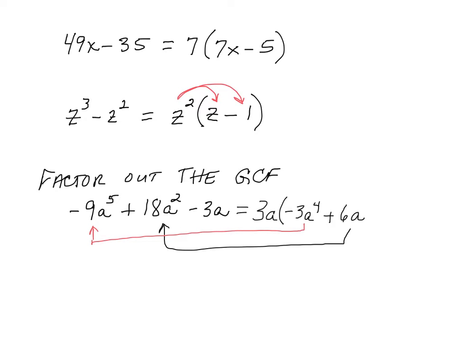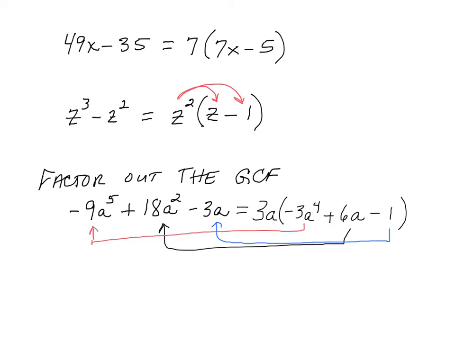Okay, and I'm gonna go with what? If you factor out a 3a, then you're left with a 1. All right, so this thing goes back to here. Okay, now I'm gonna close the parentheses. Now check it by multiplying.